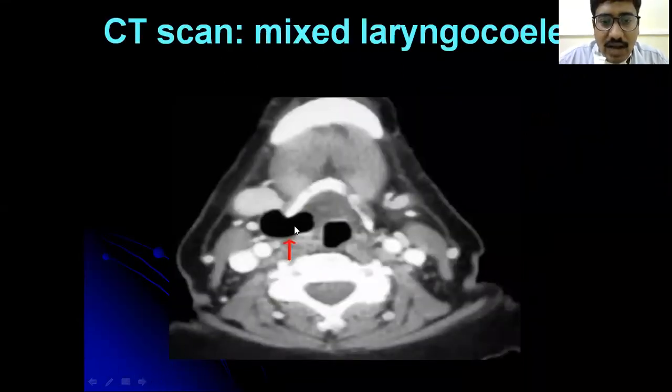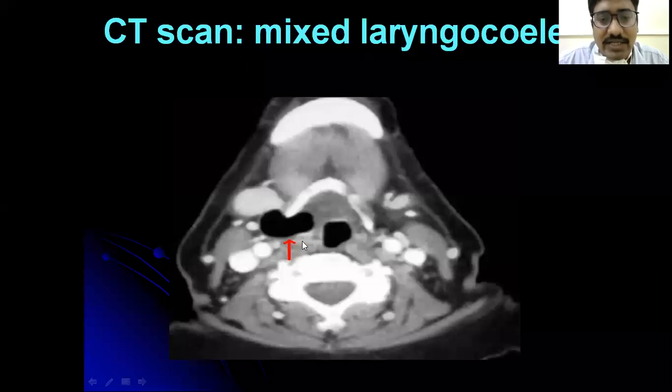See on CT scan, this is the esophagus, this is the hyoid bone, this is the swelling. I'll give you this image. Is it an internal laryngocele, an external laryngocele, or a combined laryngocele? Can anybody answer by CT scan?